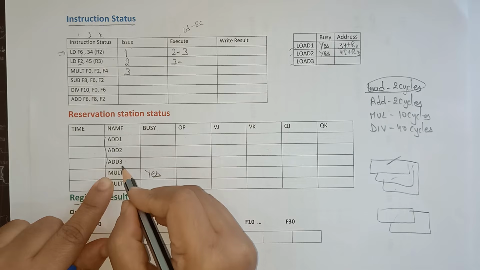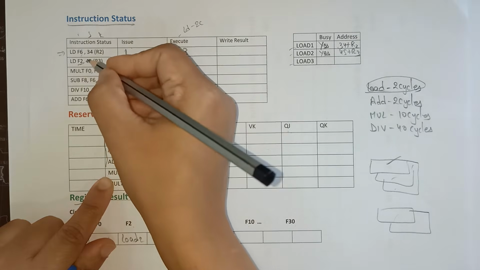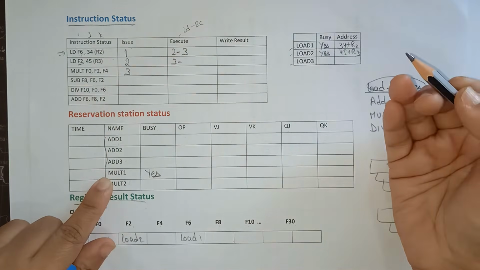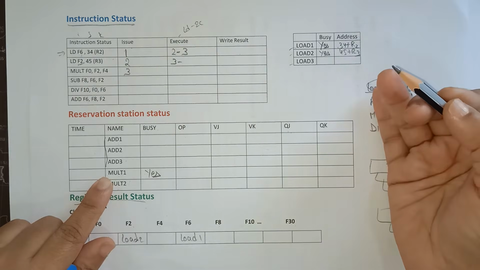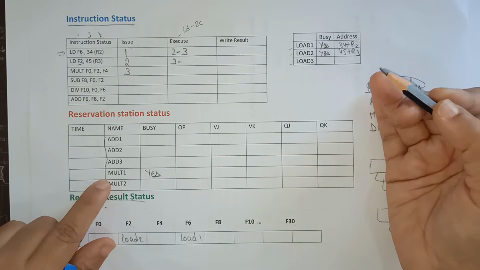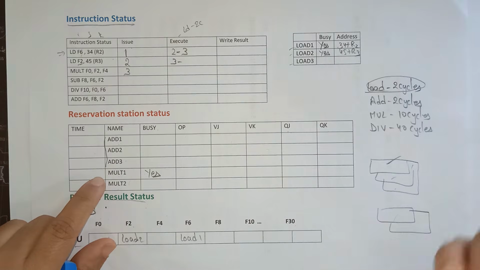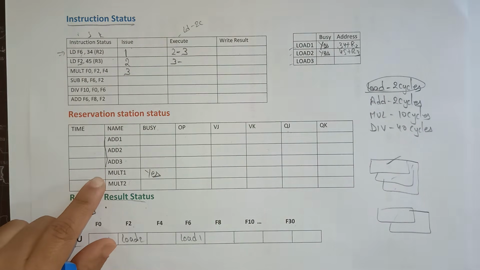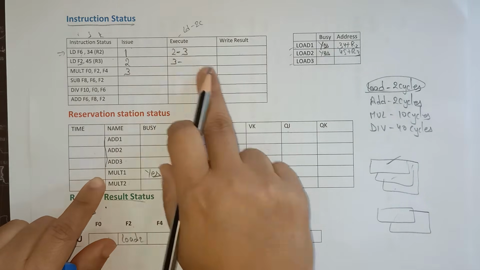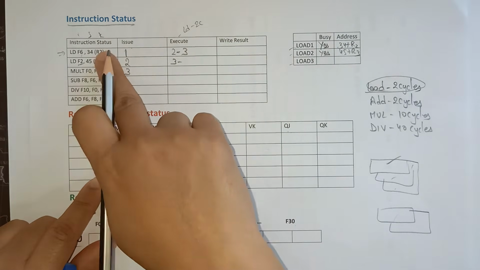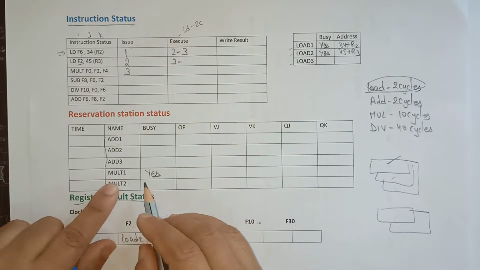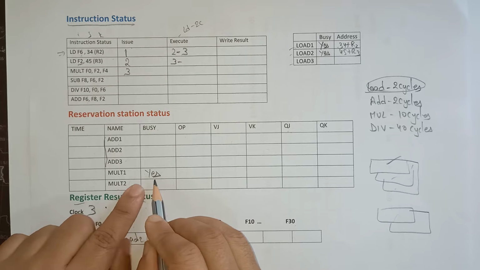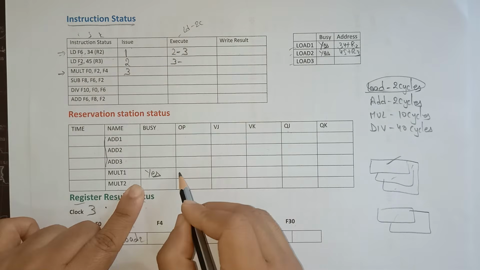Add 1, add 2, add 3 are not busy because we are still on load operations. So load does not require any adder or multiplier to perform the operation. Whenever performing an operation, adder and multiplier circuits are required. But load is generally loading the data from the memory, taking the data from the memory. So no adder or multiplier circuits are required for the load. So multiplier 1 is busy. With what operation? Multiply operation.